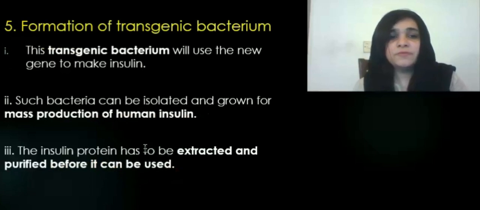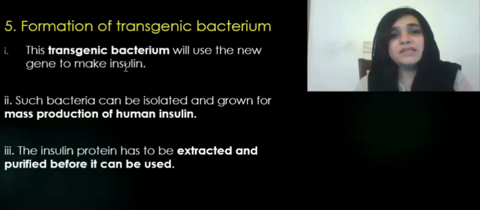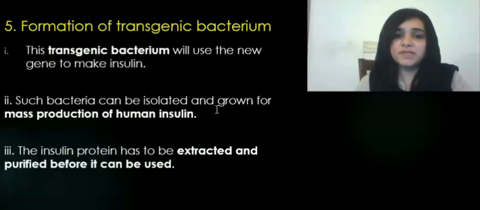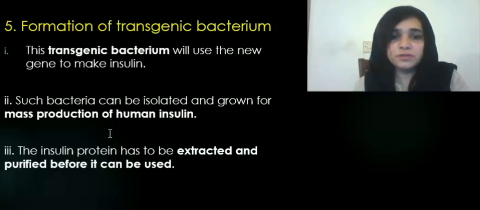Fifth step, formation of the transgenic bacterium. This transgenic bacterium will use the new gene to make insulin. A transgenic bacterium is a bacterium that contains a recombinant plasmid. Such bacteria can be isolated and grown for mass production of human insulin. The insulin protein has to be extracted and purified before it can be used.